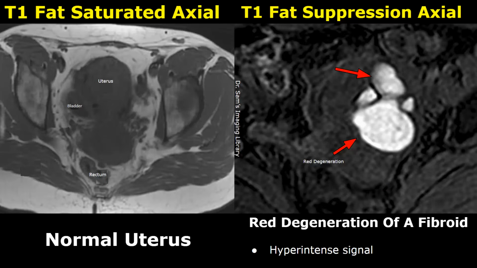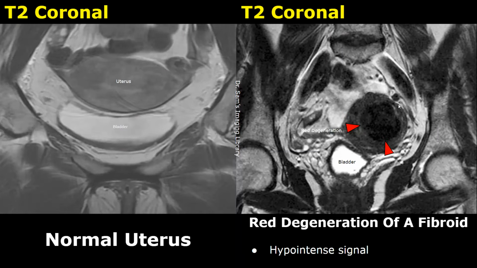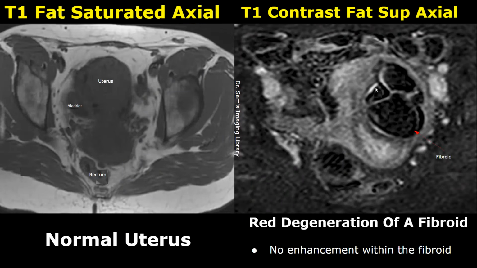This is a T1 fat suppression sequence. The red degenerated fibroid still gives a hyperintense signal. In a T2 sequence, it can have variable appearances, but it usually has a hypointense signal intensity. This is a coronal image showing us a fibroid with red degeneration. Here is a T1 contrast fat suppression sequence.